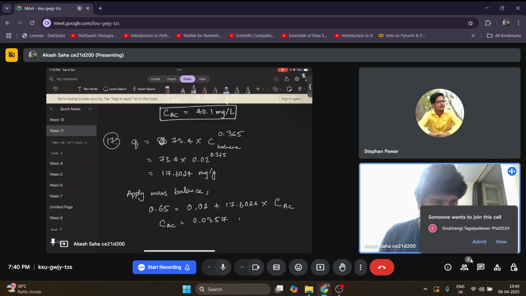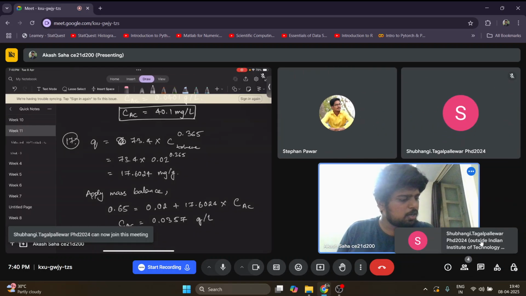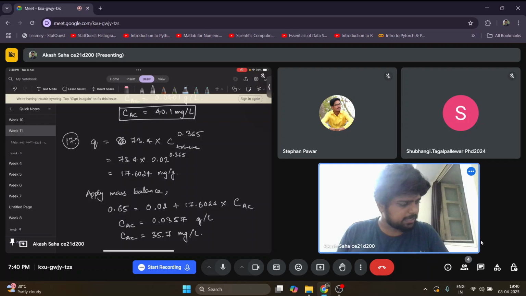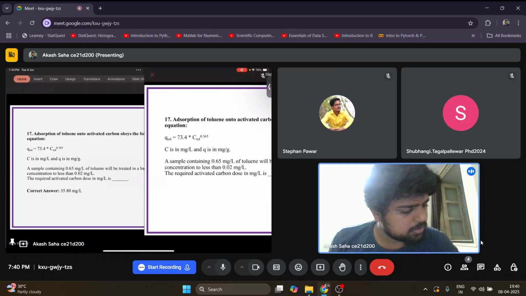So it will be 0.0357 gram per liter, or you will get it as 35.7 milligram per liter. Actually, it is 35.79, so it will be 35.8. We can write 35.8 milligram per liter. Okay, very simple and direct. Okay, we'll go to the next problem.